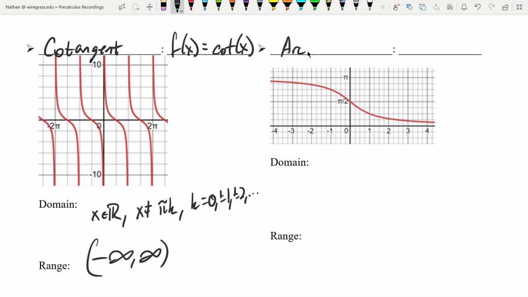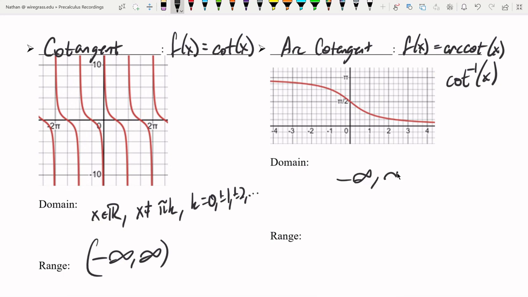Of course, we have the arc cotangent, or f of x equals cotangent inverse of x. This has a domain of everything. It goes left and right infinitely. And it has a range that gets close to 0. It never crosses that line, and it gets close to pi, but never touches it. So from 0 to pi.